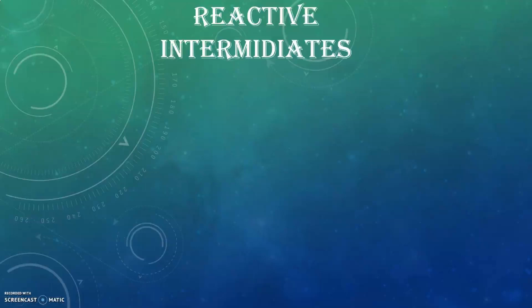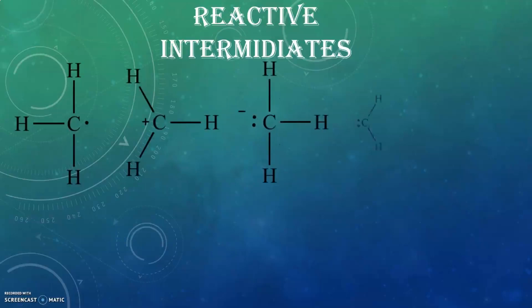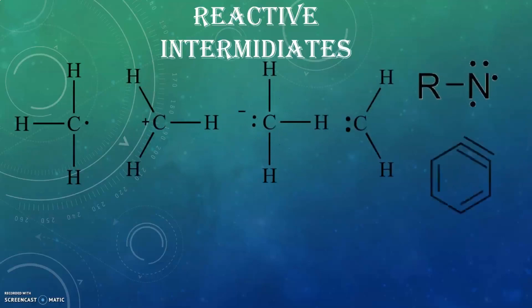In this video, we are going to discuss reactive intermediates, namely free radical, carbocation, carbanion, carbenes, nitrenes, and benzynes, which are generally short-lived in between reactions. These species often occur as intermediates in organic reactions. Now, let us discuss a few aspects of such reactive intermediates.